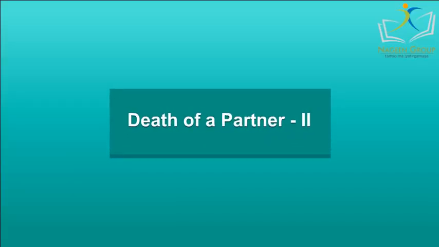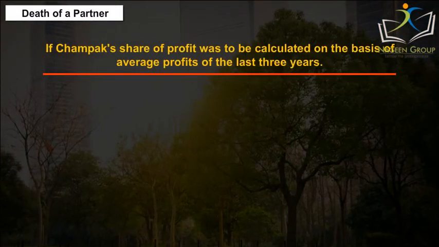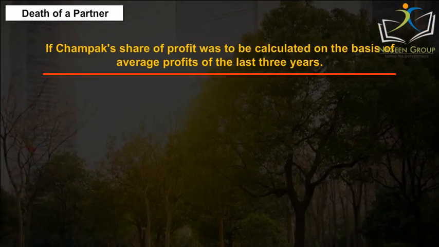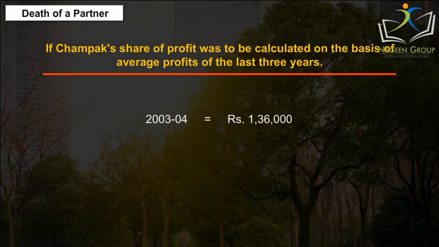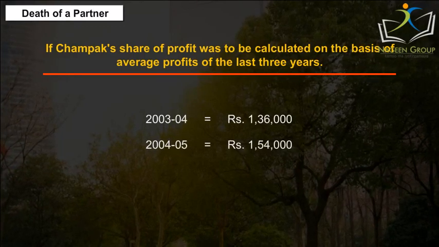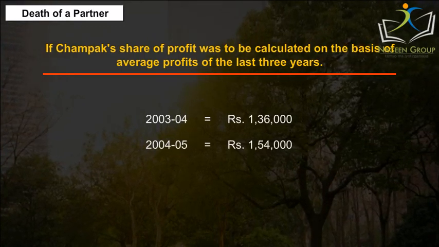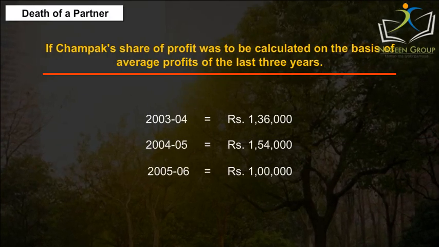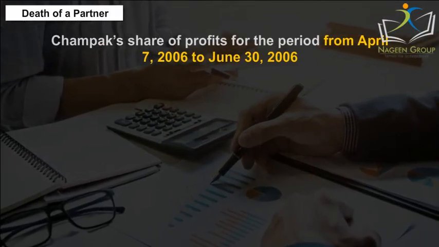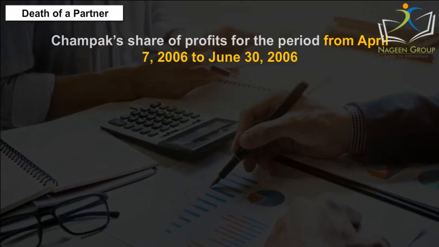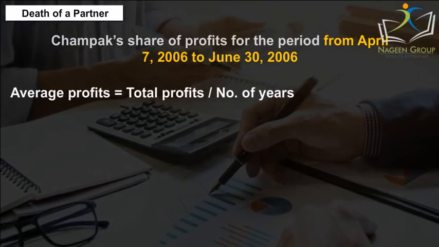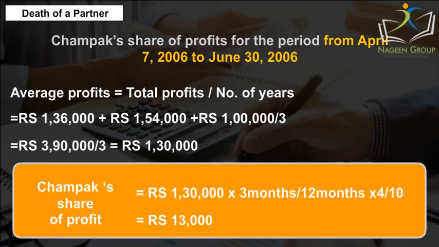Death of a partner. If Champak's share of profit was to be calculated on the basis of average profits of the last 3 years, which were Rs 1,36,000 for 2003-2004, Rs 1,54,000 for 2004-2005 and Rs 1 lakh for 2005-2006, Champak's share of profits for the period from April 1, 2006 to June 30, 2006 shall be calculated on the basis of average profit, based on profits for the last year, as follows.